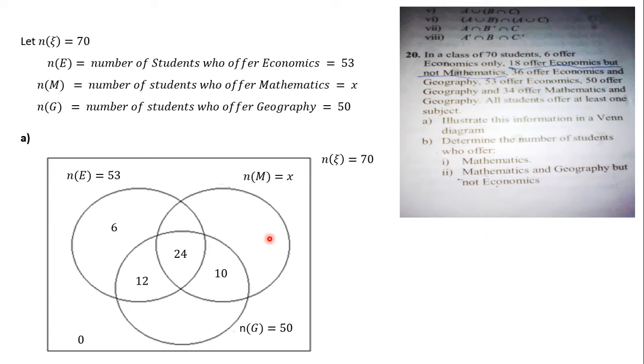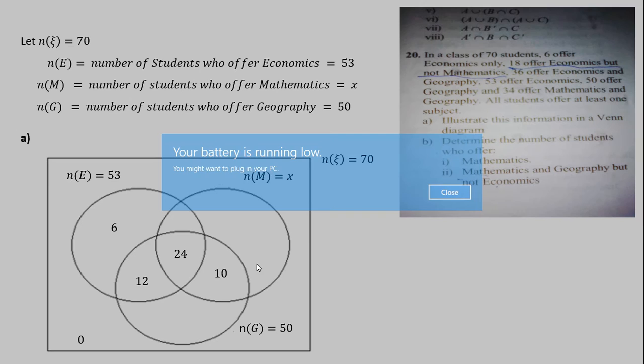So now this diagram may be complete in a sense because we have satisfied all the data, but we need to complete the other regions with letters, which we shall find later to get the answers to the questions. So what will this part represent? What will this part represent?